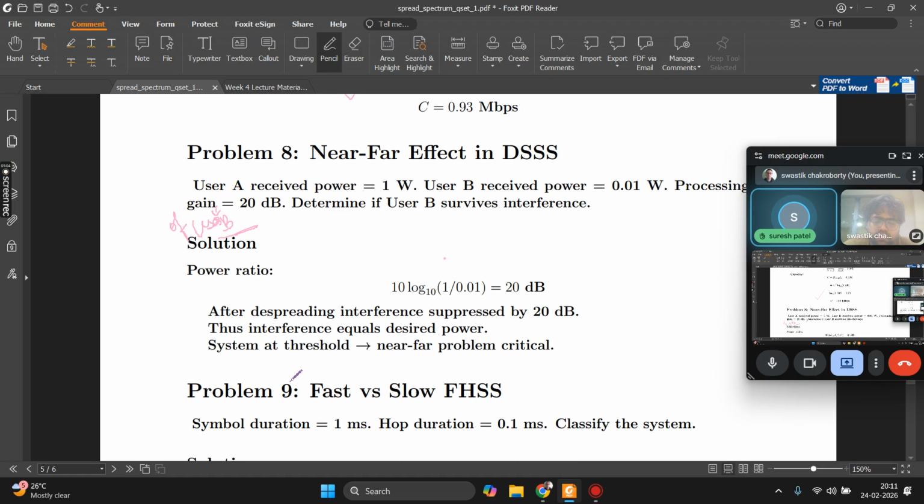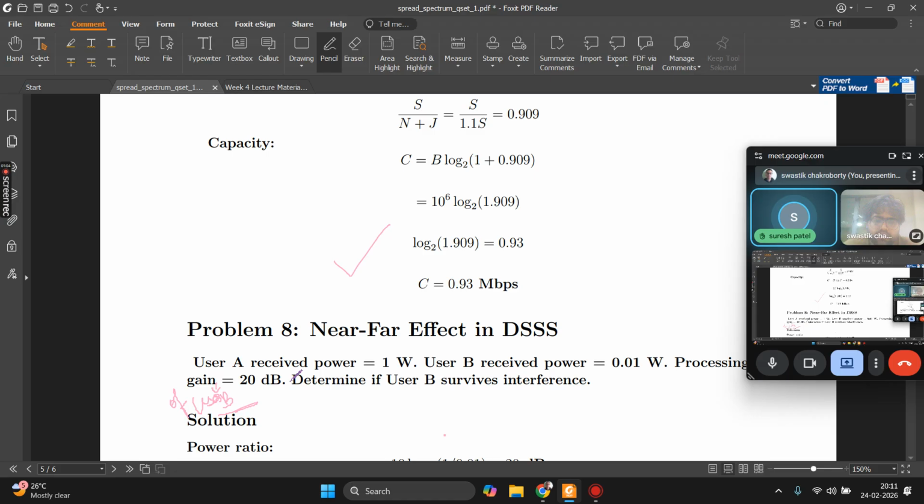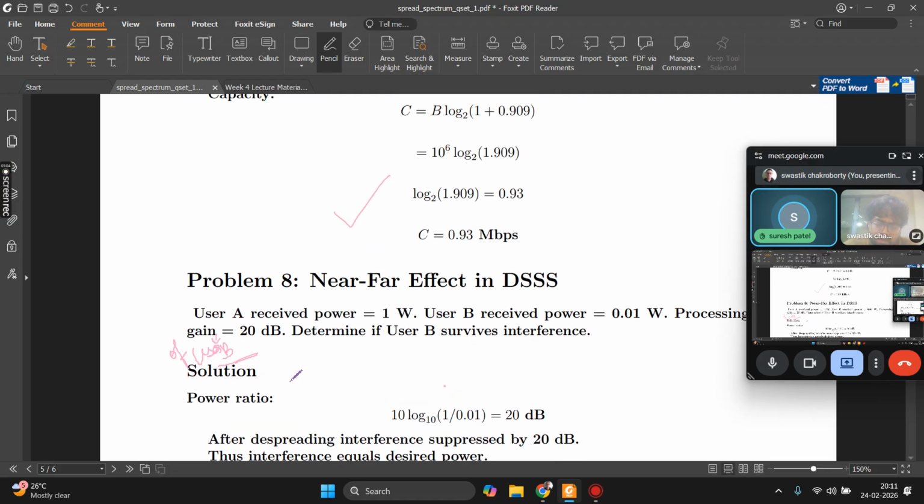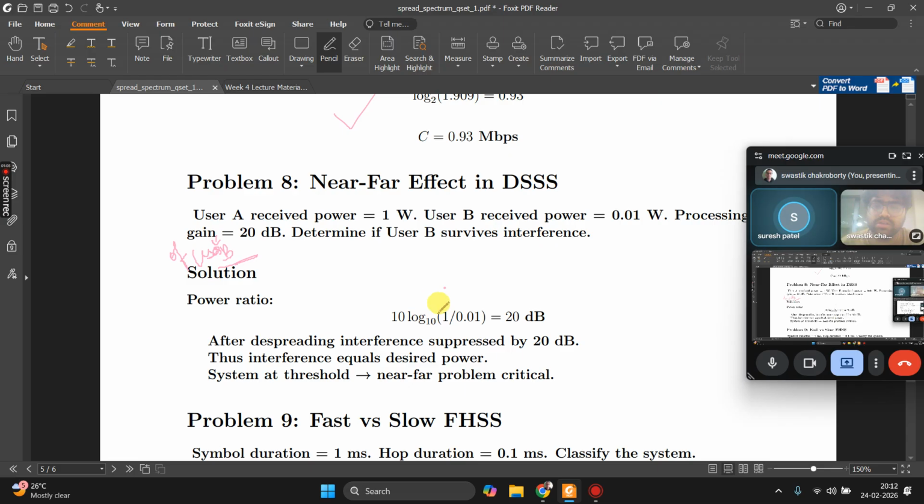Sir, basically the power ratio of A by B is 100, which means 20 dB, and the processing gain is already 20 dB. I think B will survive. No, it will not survive. It needs some margin. There is no margin. The J by S will be basically nothing after.